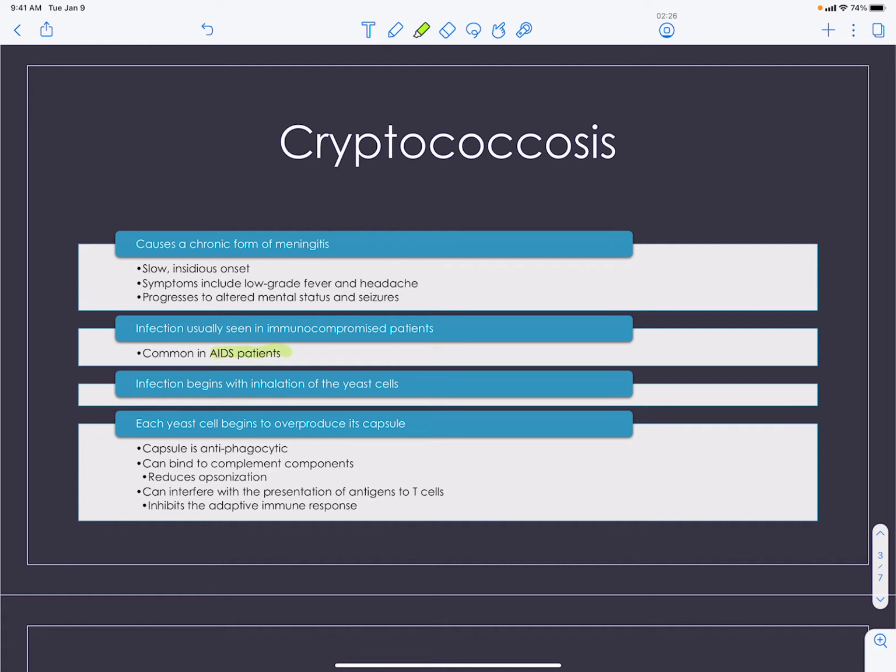And the infection is, again, going to start in the lungs. And you're going to inhale the yeast cells. And then the yeast cells are going to have their capsule. And so the yeast cells are going to be able to evade the immune responses to some extent, but an immune competent person will eventually be able to clear it due to their T cell response. An immune-compromised individual that is unable to mount a very strong T cell response will have problems clearing this fungal agent.